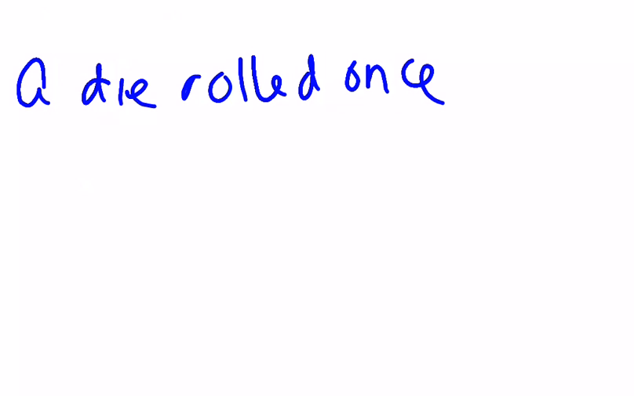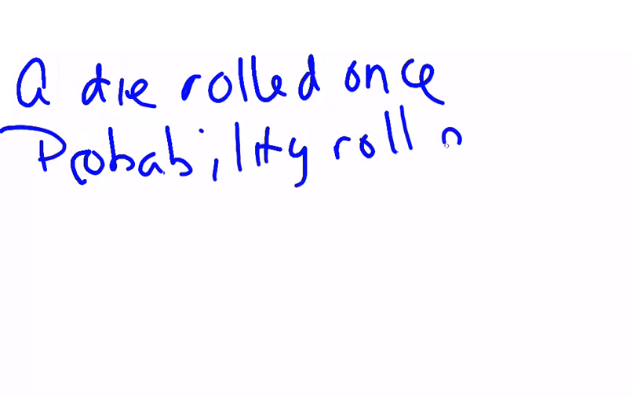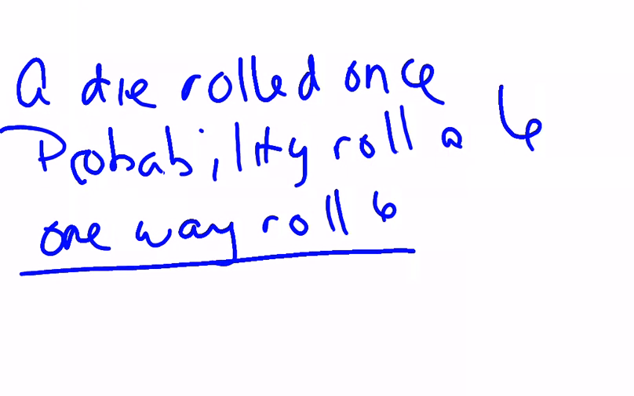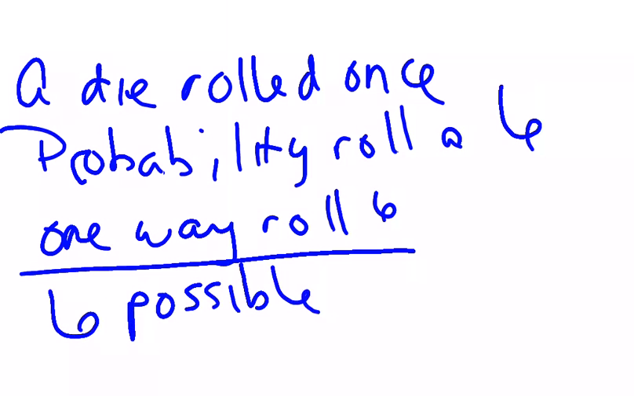So let's look at an example. A die is rolled once. Find the probability that you roll a 6. If we look at a die, it has 1 through 6 on there. And so the only way to roll a 6 is one way. And then we want to divide that by all the possible things that could happen. When I roll that die, what are all the possibilities? I could roll a 1, a 2, a 3, 4, 5, or 6. So there's actually 6 possible outcomes. And so the probability is 1 over 6.